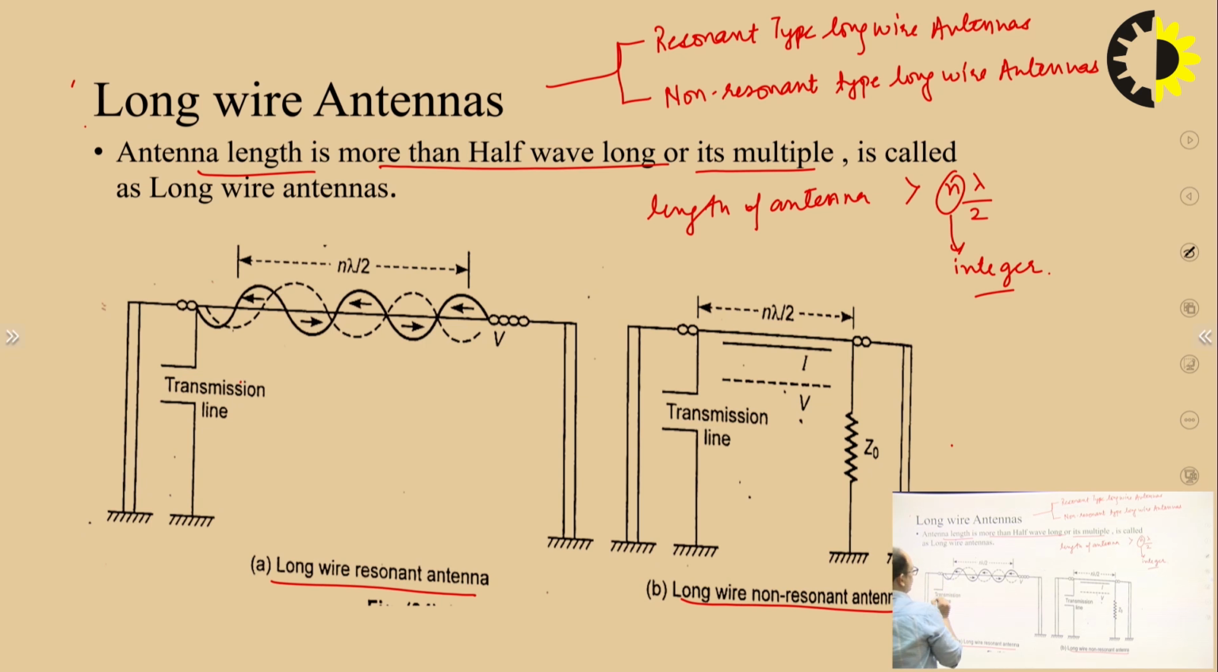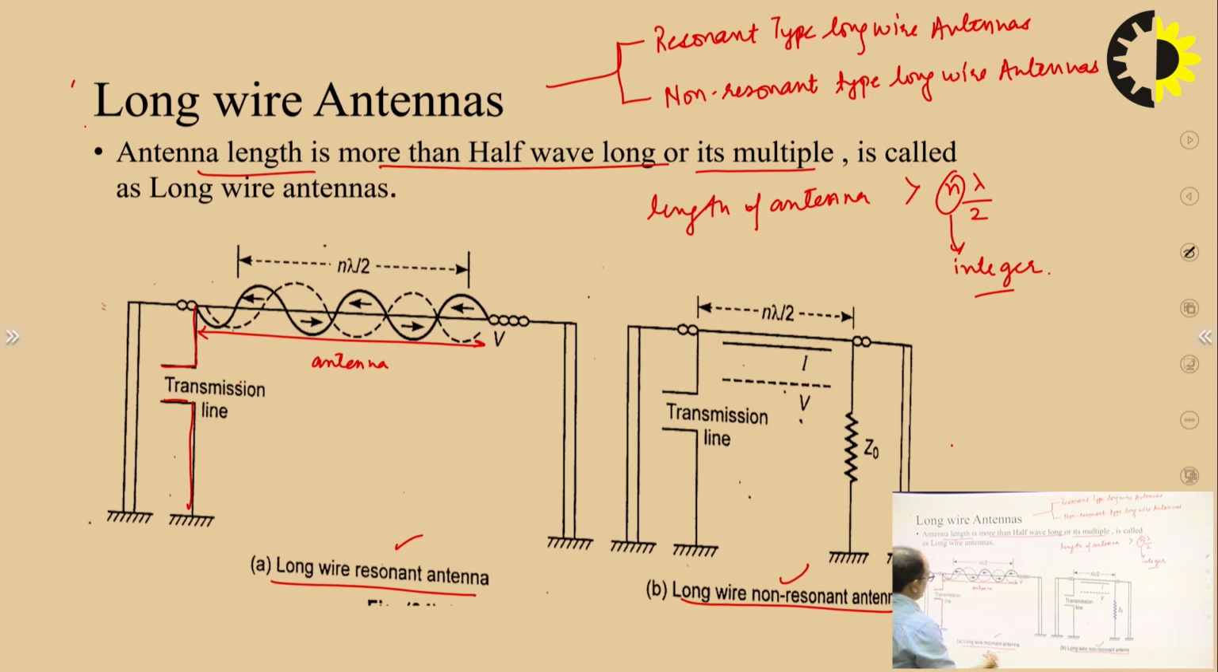You will see here, this one is the transmission line, the source from which the signal is transmitted to the antenna terminals, at one end of the antenna, and this wire acts as the antenna. If this length is greater than lambda by 2, then this type of antenna is known as a long wire antenna.